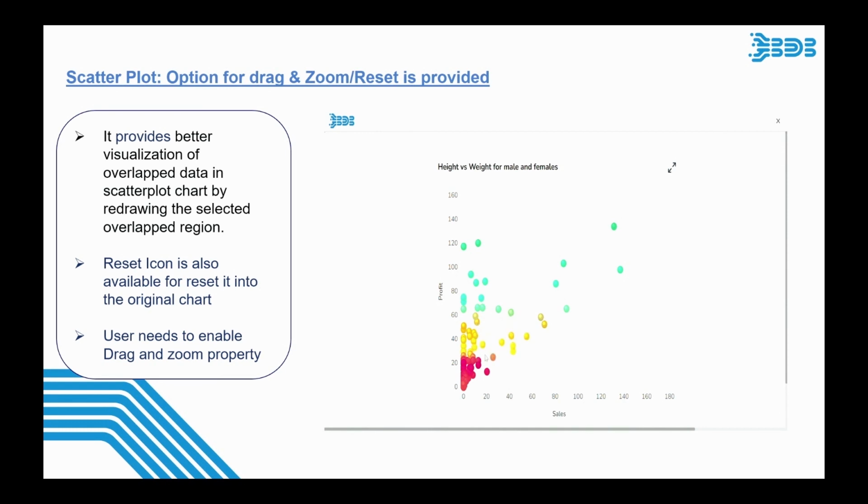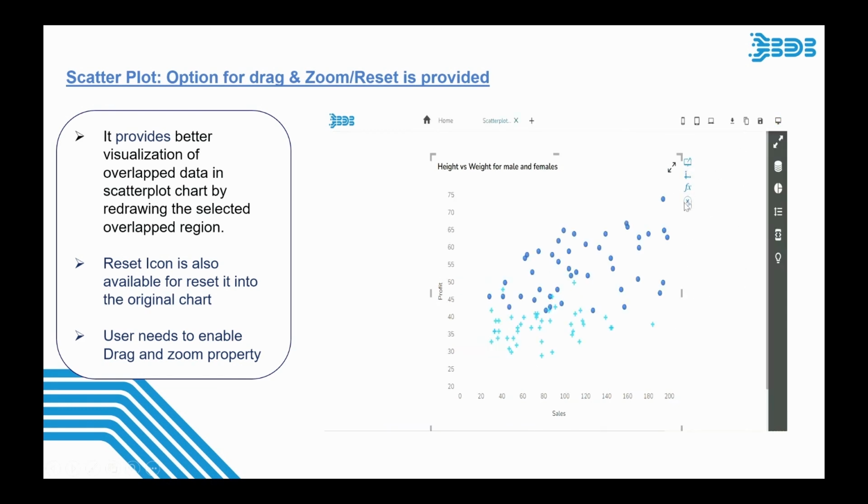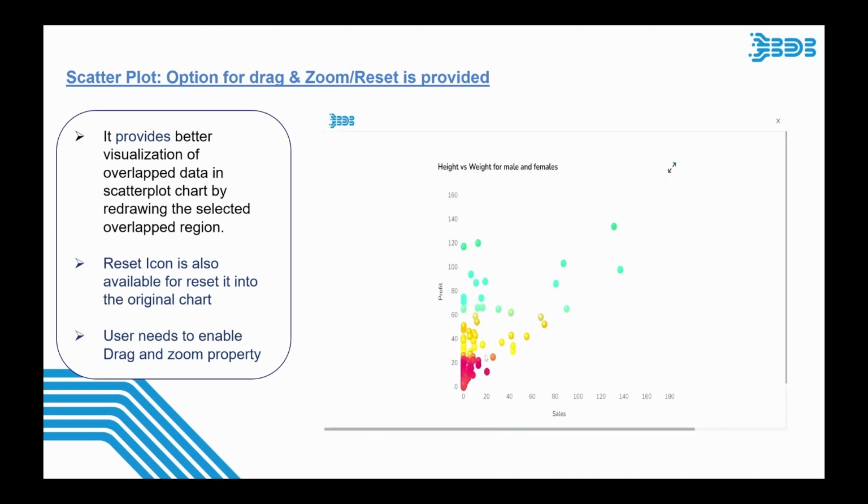To enable the drag and zoom, we have provided one property called drag and zoom. In the general section of the property palette, a custom property for the drag and zoom has been added. Just click on it, then the drag and zoom feature will be enabled. So you can see here we can reset it. This is the general property palette where we have to enable this drag and zoom, then it will be enabled and you can use it.